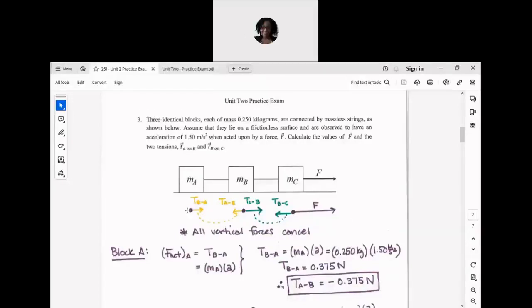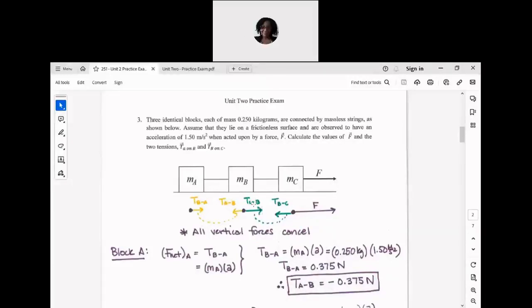Block A is at the end of the chain, so discounting the vertical forces that are acting on block A, the only unbalanced force is TB on A, so the force from block B on block A. That exists as 1/2 of a third law pair, or an action-reaction pair. That just involves the tension of block A on B.